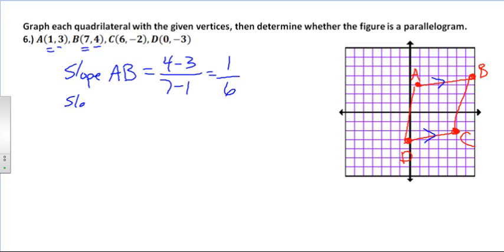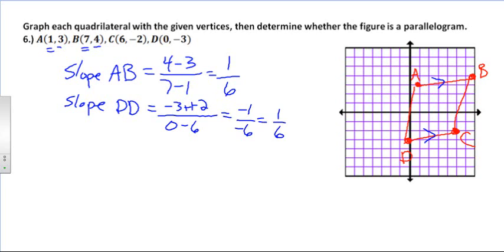I could then find the slope of DC as well. If I do that, I get negative 3 minus negative 2 over 0 minus 6. And when I do that, I get negative 1 over negative 6, which is again 1/6. Since I have shown that these two have the same slope, they are indeed parallel. I now have one set of sides parallel to each other.